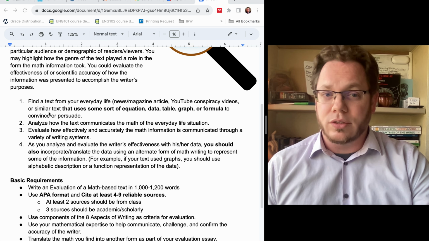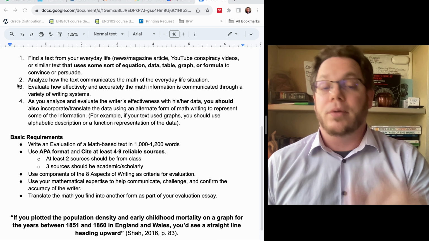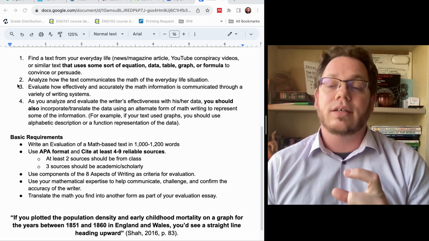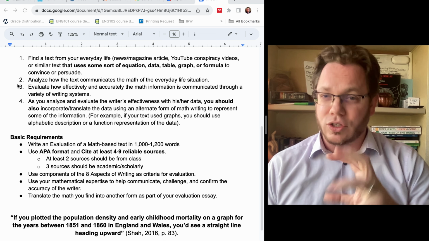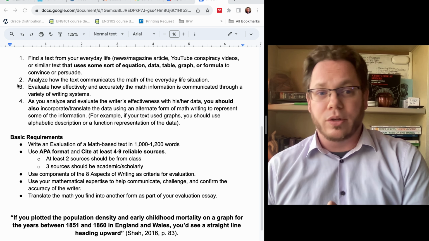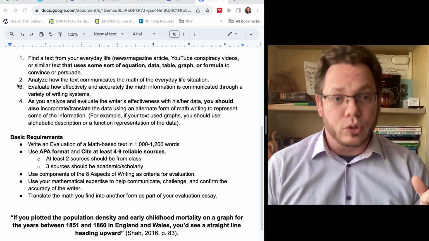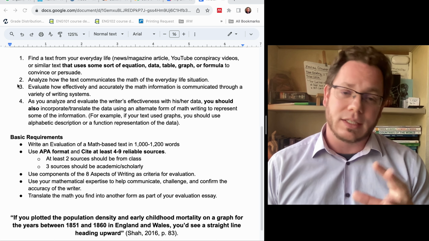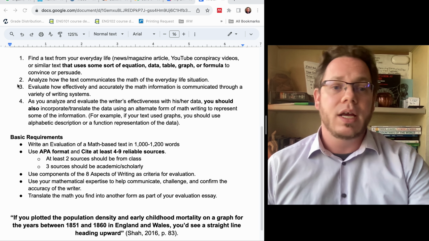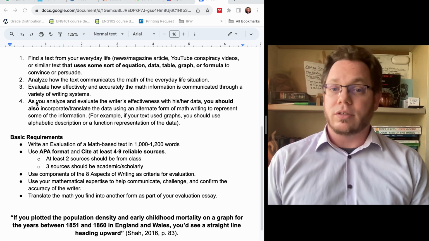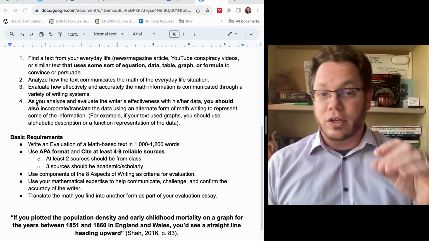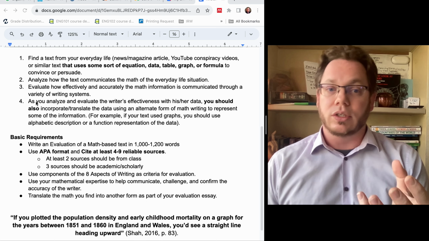So first you have to find a text, then you have to analyze the text, then you have to evaluate how effectively that text or that creator of the text used the data, whether it was accurate, whether it should have been translated into an alternate form, or could have been, to maximize an effect with a different audience.